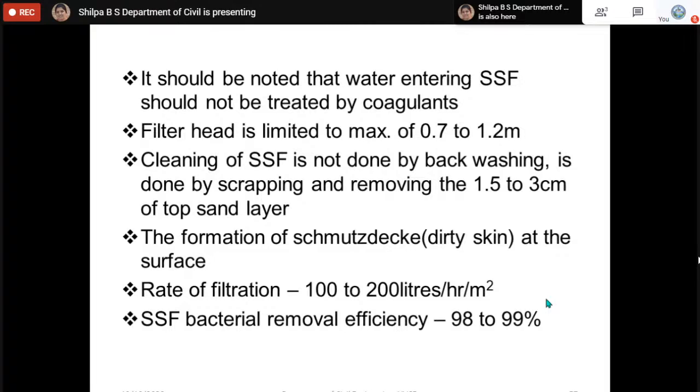So about 1.5 to 3 centimeters of the top sand will be removed. This is done when head loss is observed. And whatever biological layer is formed over the surface is referred to as Schmutzdecke, that is, the dirty skin. The rate of filtration of this slow sand filter is low, about 100 to 200 liters per hour per meter square.